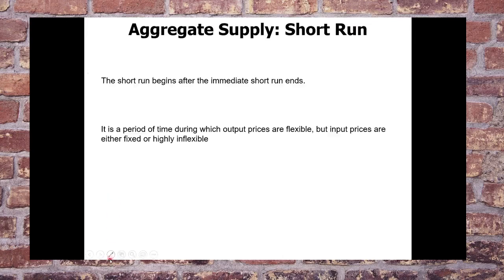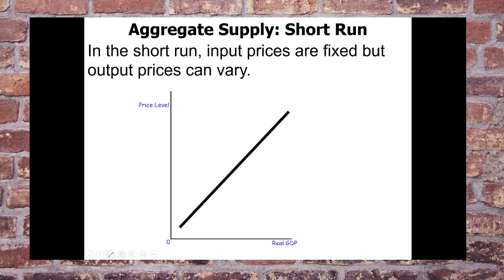Then let's look at aggregate supply in the short run. This begins right after the other one ends. It's a period of time during which output prices are flexible. So now the barbershop can buy the new signs, but the firm is still locked into the cost of production, so the input prices are fixed or highly inflexible. What would that look like? It's an upward sloping curve. Just to make sure we're all on the same page: price level, real GDP, zero at the origin. If you were to graph this, that's what I would expect.